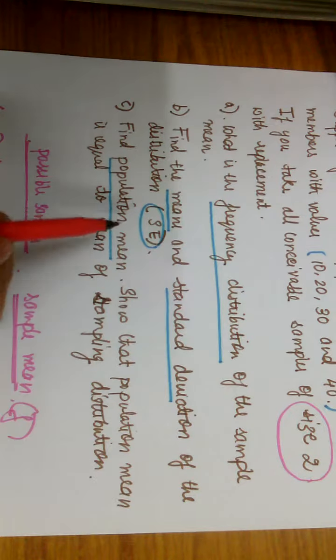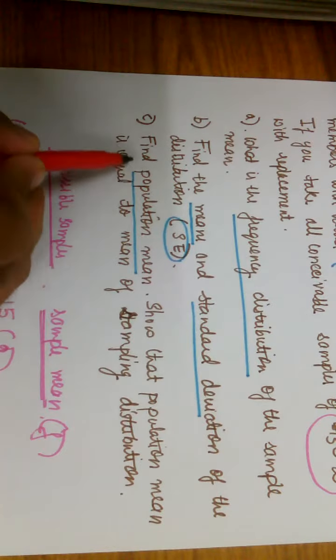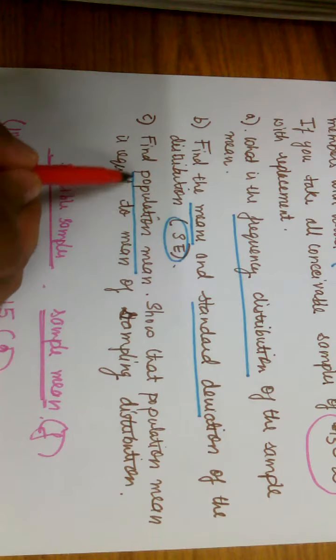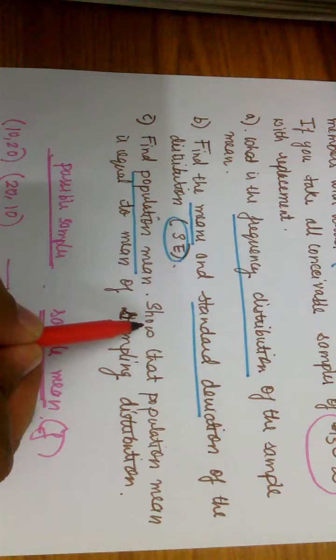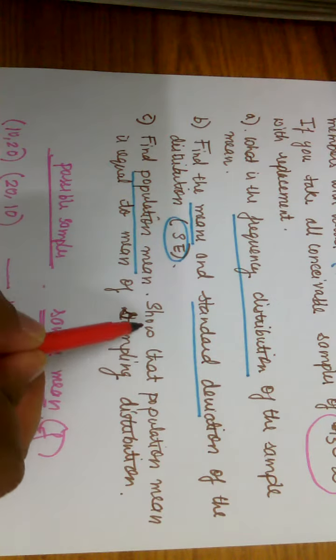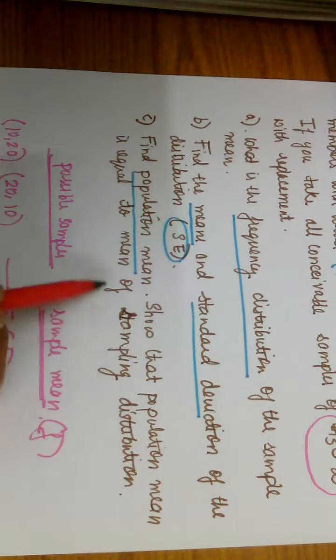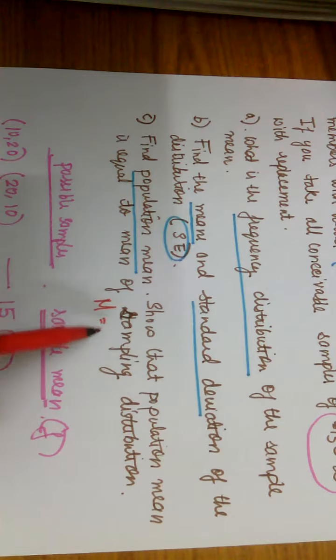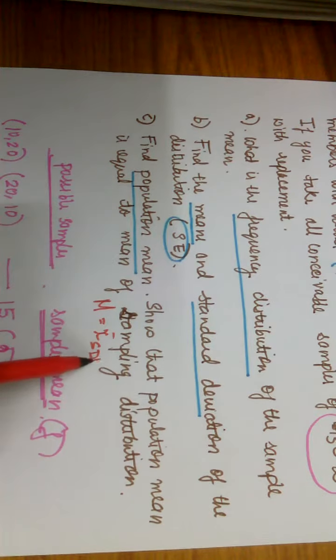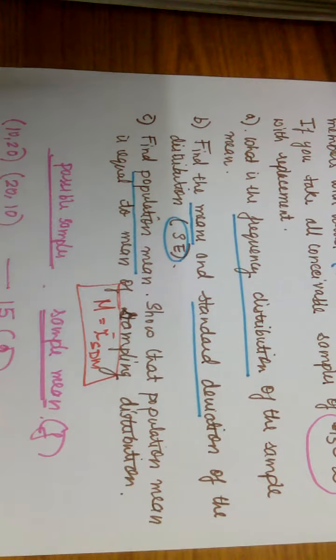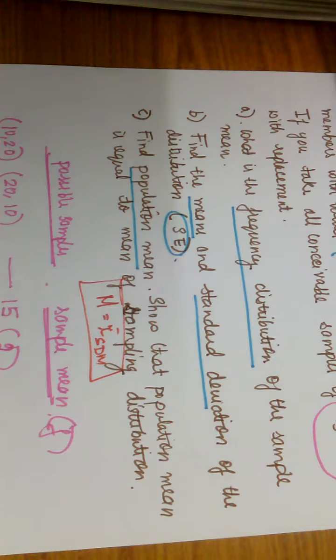So let us now also solve this C bit, which says to find the population mean. We have to determine the population mean, designated as mu, and show that it is equal to the mean of the sampling distribution of mean, x bar SDM. This is what we have to prove in this C bit. So let us prove it now.